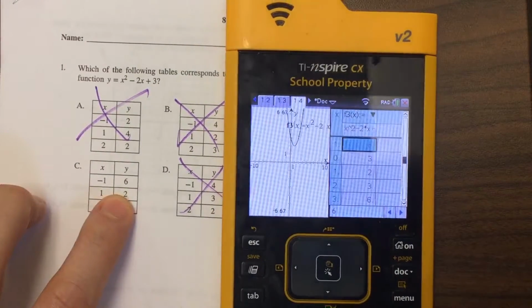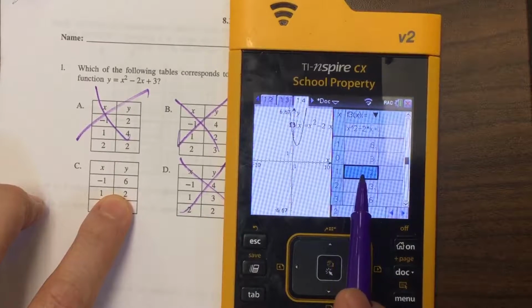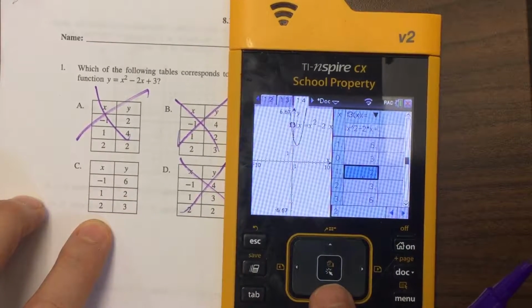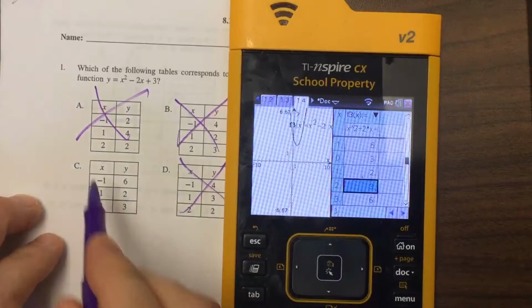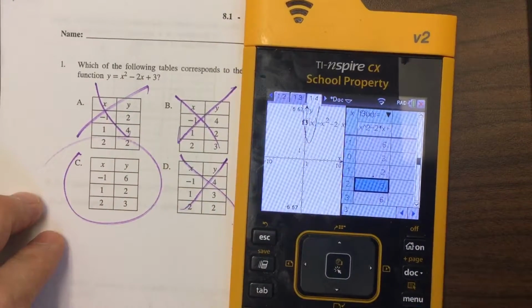Now I want to double or triple check by checking all the other x values. I have 1, 2. There it is. And I have 2, 3. There it is. This one matches up completely, so that is the right answer.